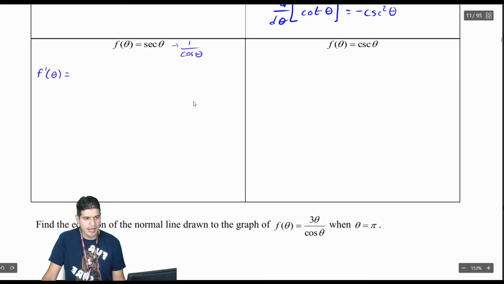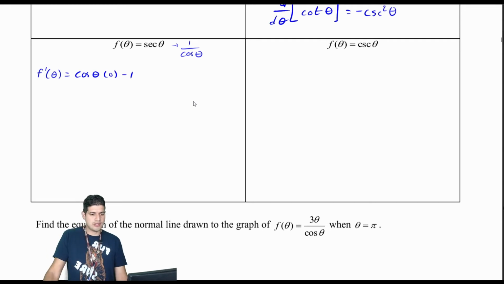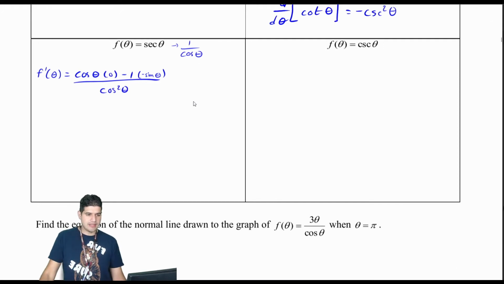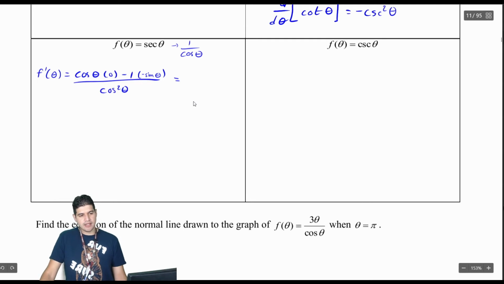So f prime is going to be cosine theta times 0, because the derivative of a constant is 0, minus 1 times the derivative of cosine, so that's times negative sine theta. Now I square the denominator, so cosine squared theta. Cosine theta times 0 is 0, and then I get a negative times a negative, so I get positive sine theta over cosine squared theta.